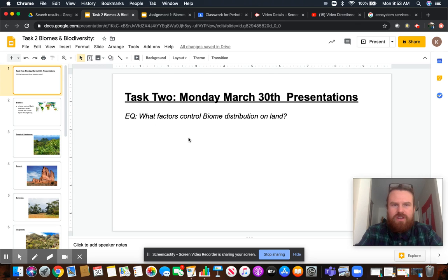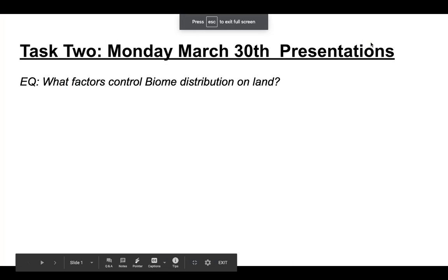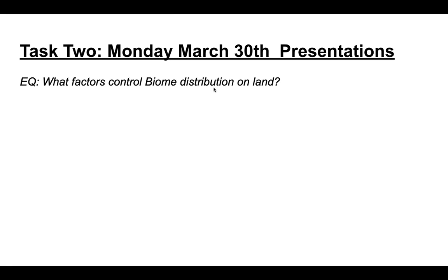The question that we are going to be answering through this presentation is: what factors control biome distribution on land? So we're looking at the things that are going to control what the particular habitat or land looks like on the planet. We'll get into the marine ecosystems tomorrow, but right now we'll focus on just the land distribution.